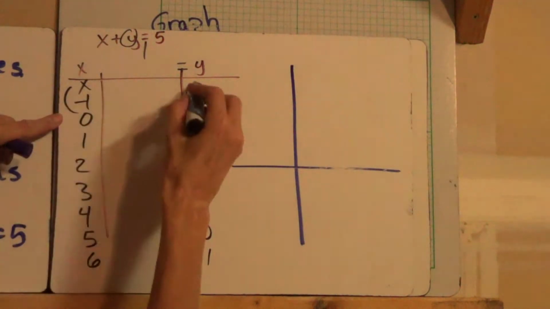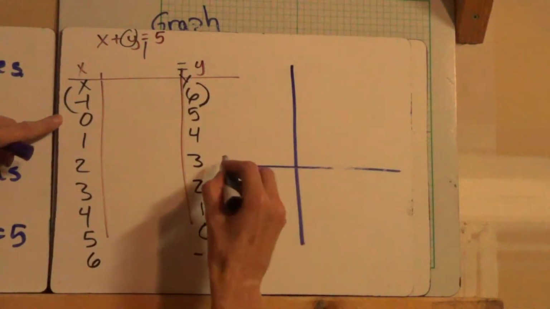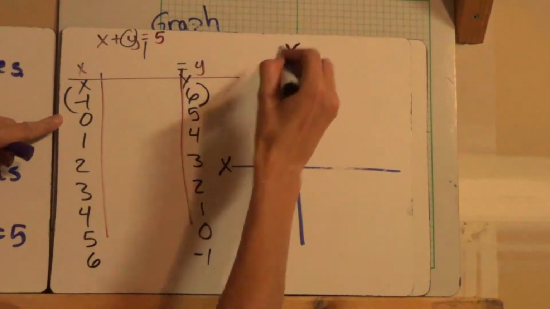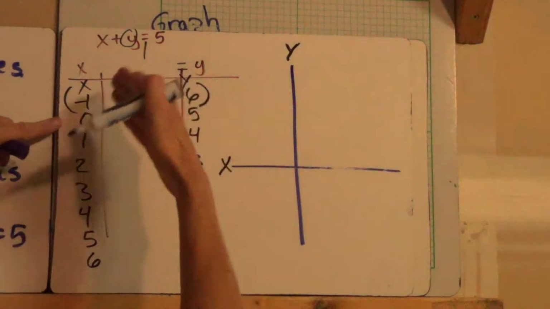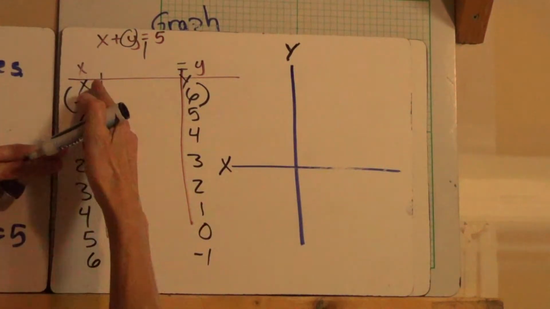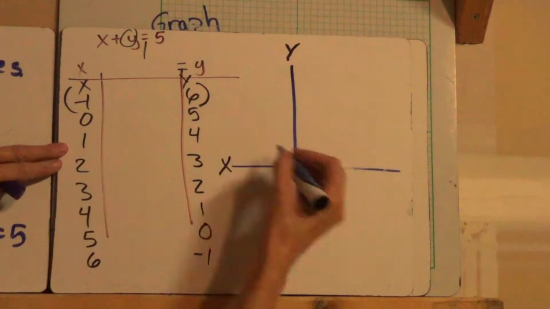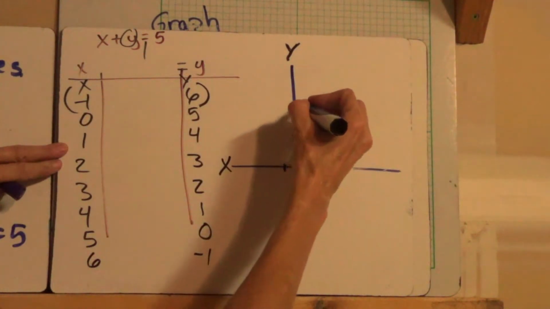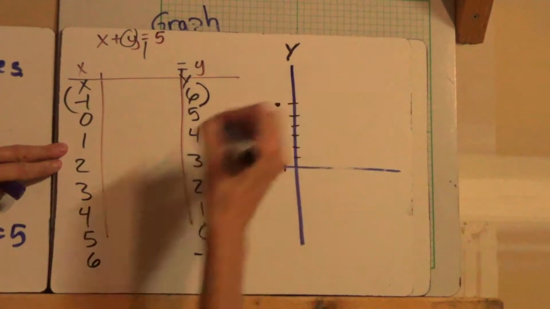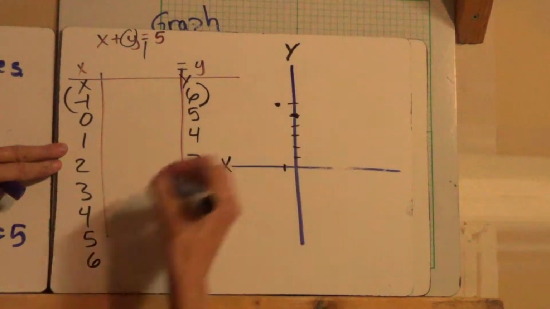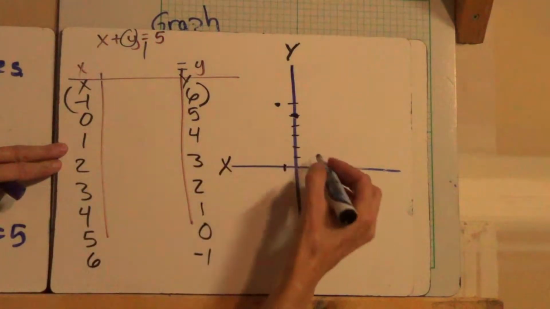This is your x, this is your y, this is your x-intercept. Your y-intercept is like a ballerina, she stands on one leg. Your y always follows the x. So we have x is -1, y is 6. When x is 0, y is 5. When x is 1, y is 4.